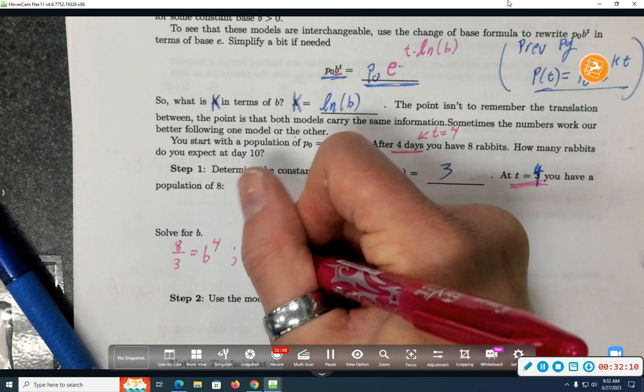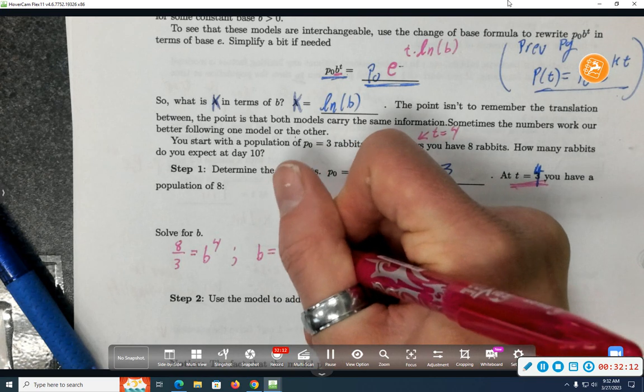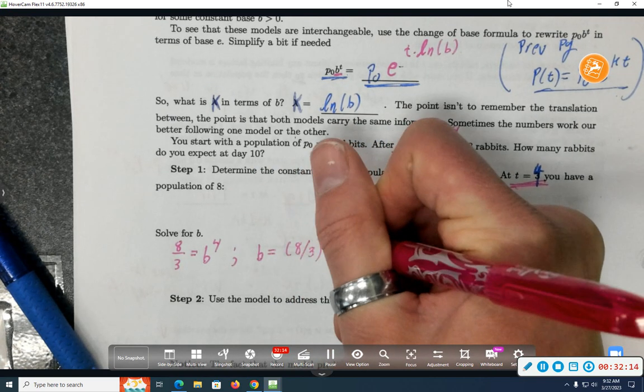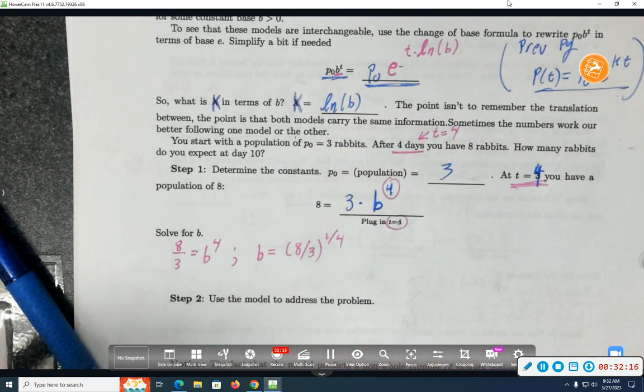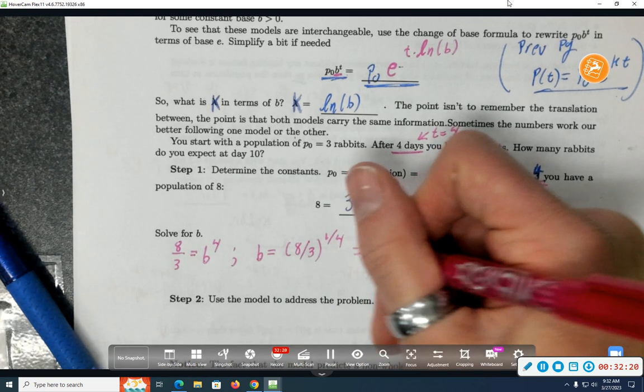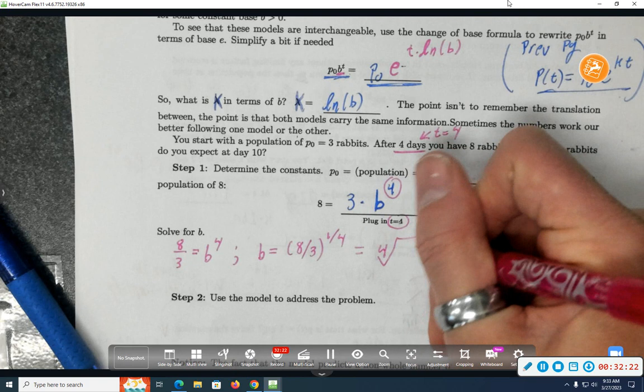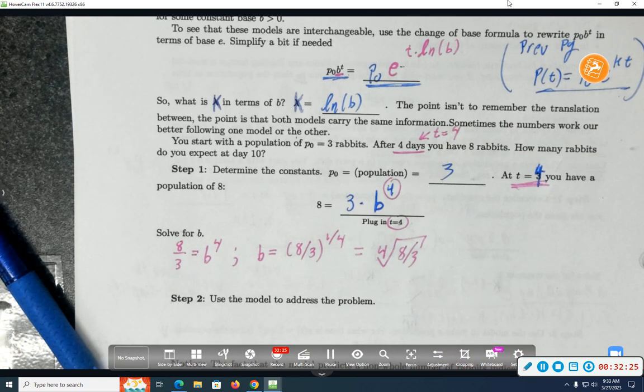And maybe I'll choose to write that as b equals 8 over 3 to the 1/4 power. That's the same thing as taking the 4th root. If you happen to prefer to say the 4th root of 8 over 3, that's fine too. But I think 8 over 3 raised to the power of 1 over 4 is something you can actually plug into a calculator. How many people did get a decimal approximation? What'd you get?